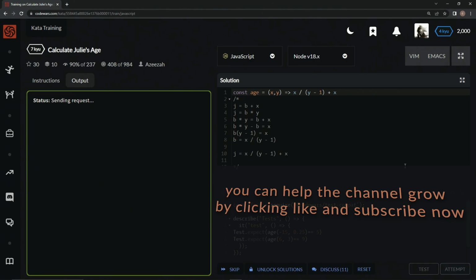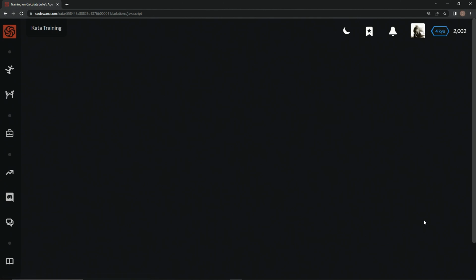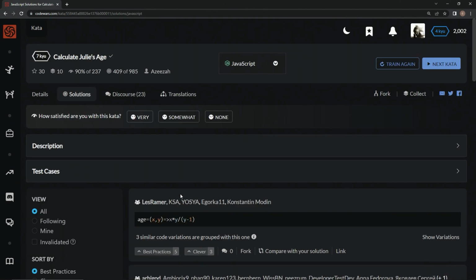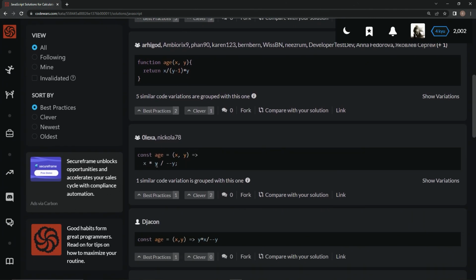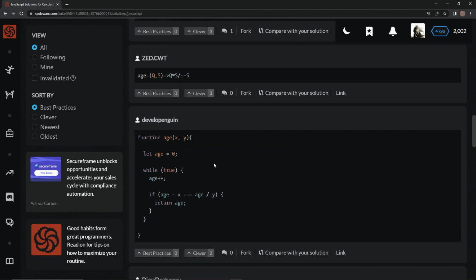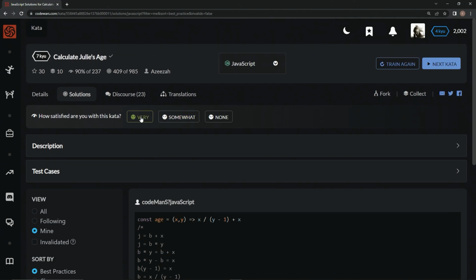So let's attempt it, and just like that, and submit it. All right, and you can see right here, they did something somewhat similar. They used the multiplication way instead of the addition way that we did. Same here. Looks like everybody did it one specific way and we did it the other way, but whatever, we still got the answer. There it is right there. Best practice in my opinion. Very much like it. And we'll see you next time.